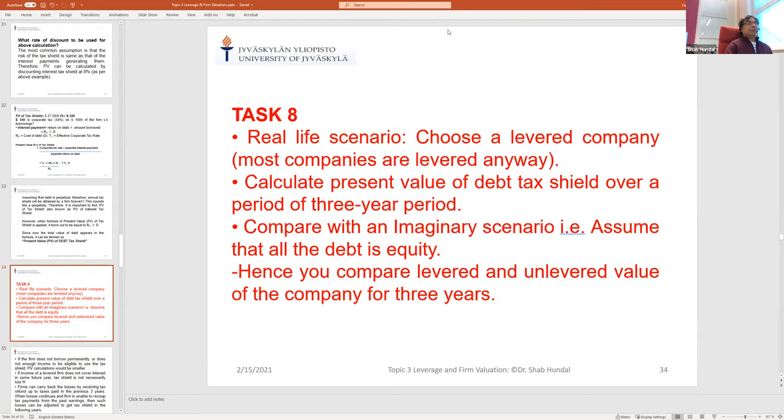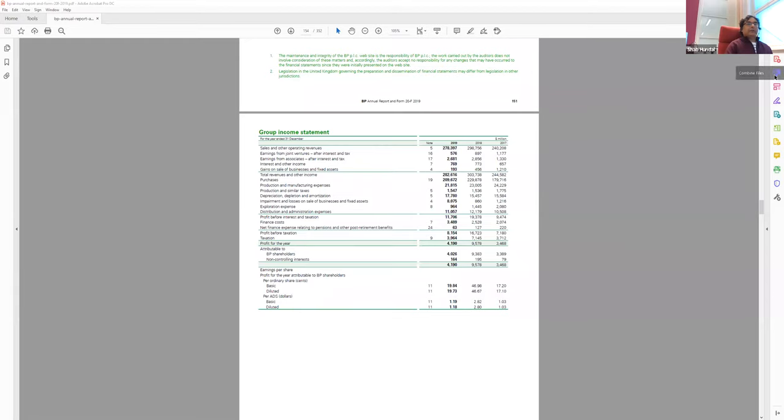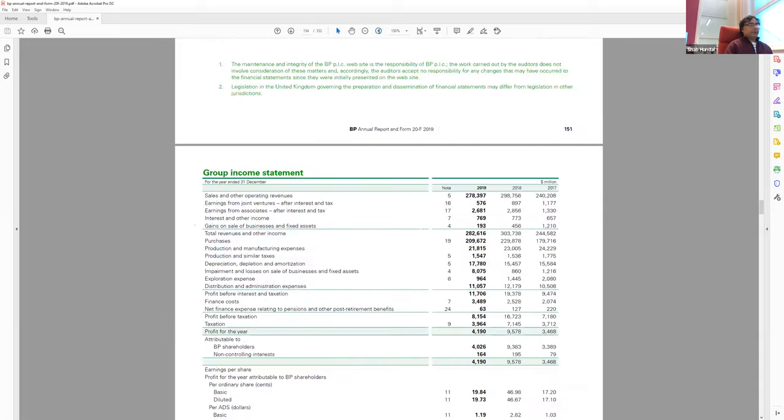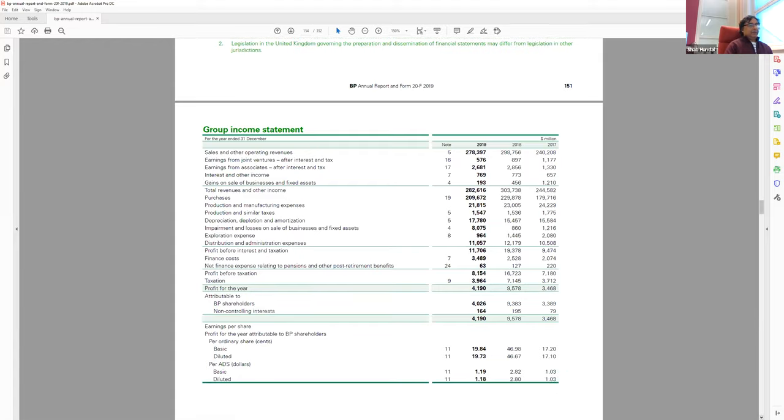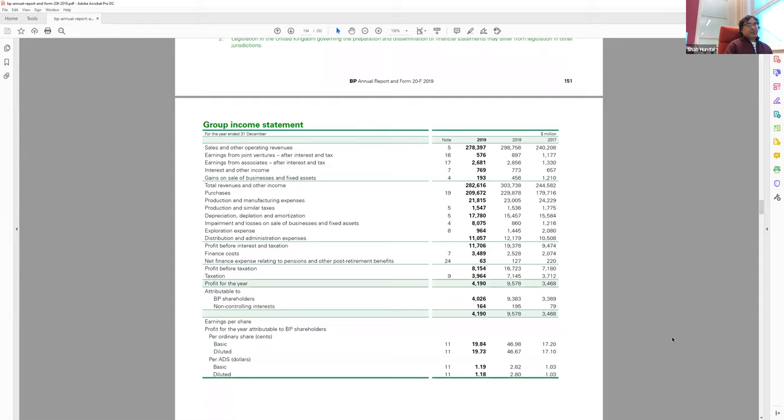So if I stop this sharing and I share with you British Petroleum's financial statements, then I need two things. Let me zoom in, perhaps you can see better then. The first is the effective corporate tax rate which the firm is paying. And the second thing is the amount of debt, the finance debt, which the company has.